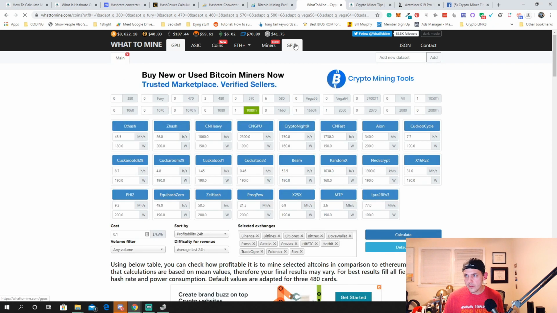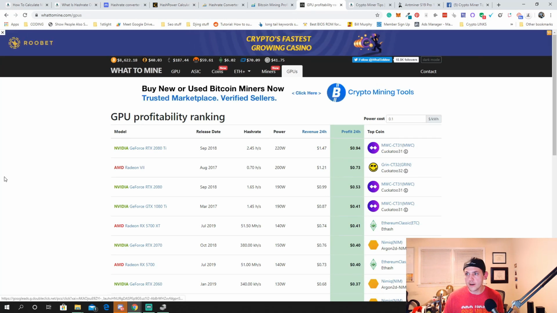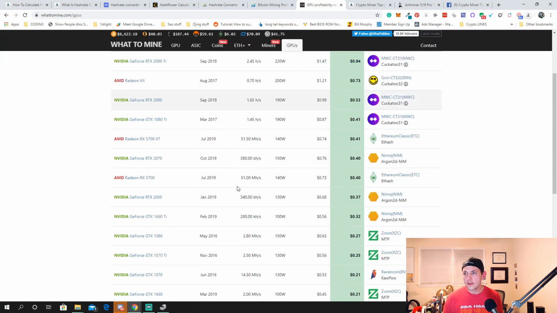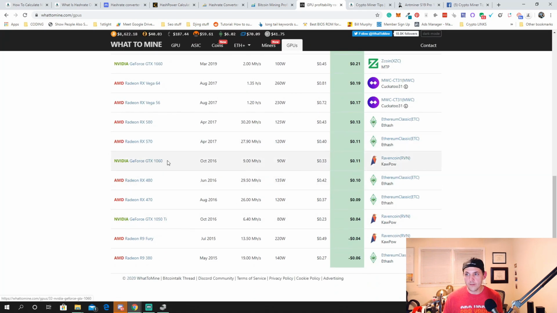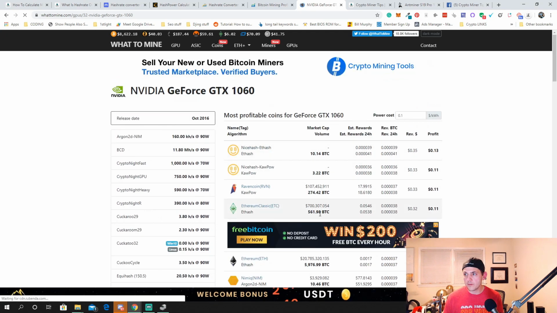The other cool thing I wanted to show you about What to Mine is they got this GPU tab over here. So if you're looking to buy graphics cards, you can see what are the top graphics cards. So right now on this list under the GPU tab, it's showing that the NVIDIA GeForce RTX 2080 Ti revenue is about 94 cents a day at a 10 cent electric rate. So you can go through here, and if you already got a card, you can click on it and it'll show you what are the most profitable coins to mine.